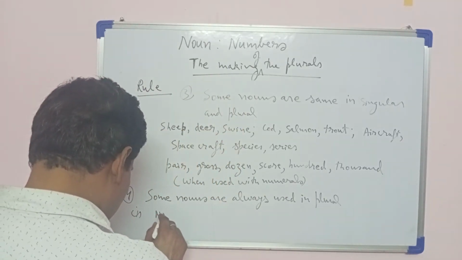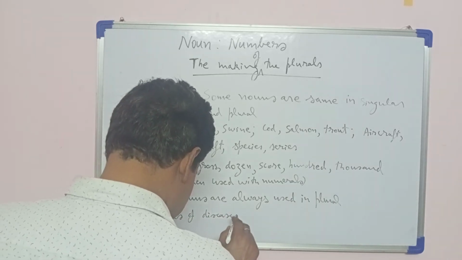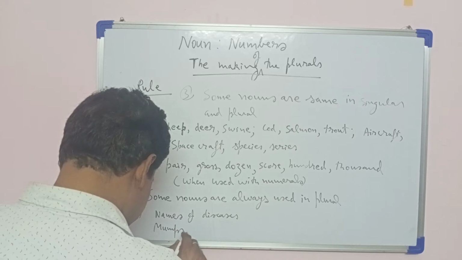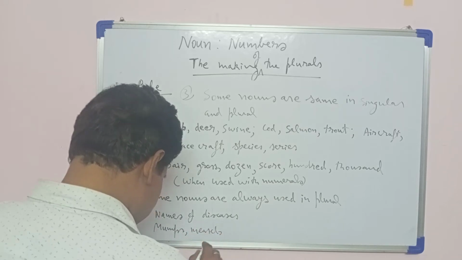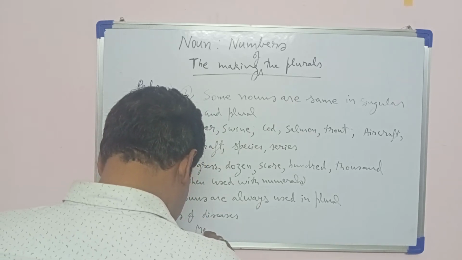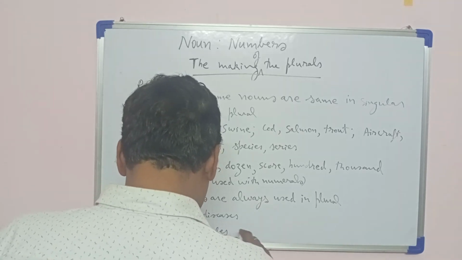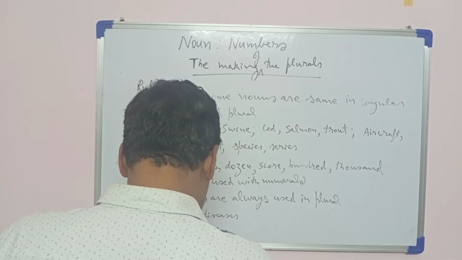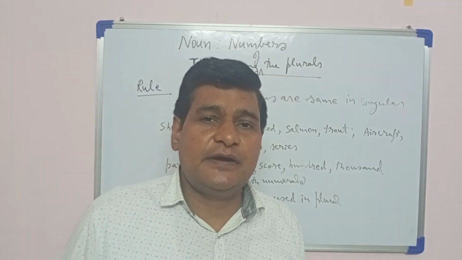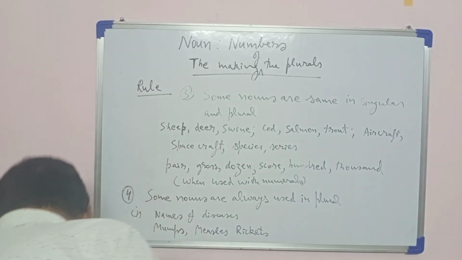first one, names of diseases. Example, mumps, measles, and rickets. Mumps, measles, rickets, these are the names of the diseases which are always used in plural form.